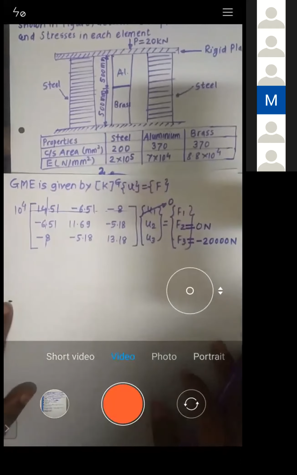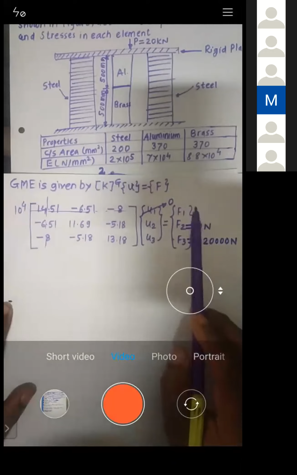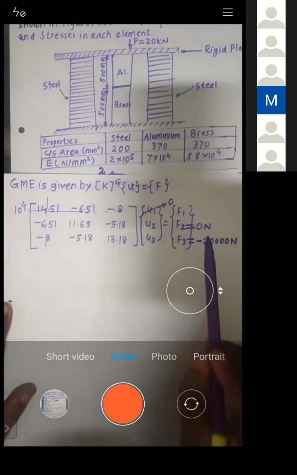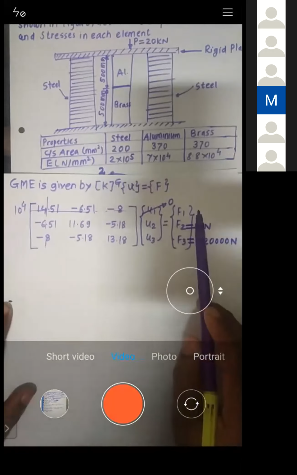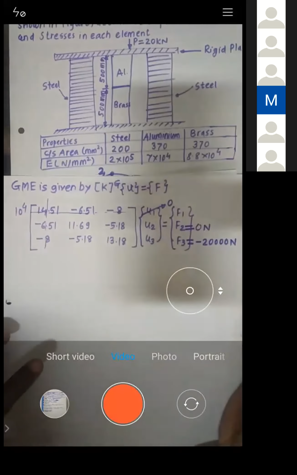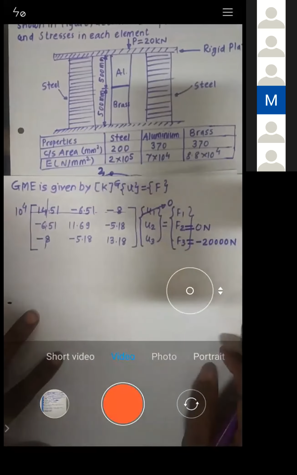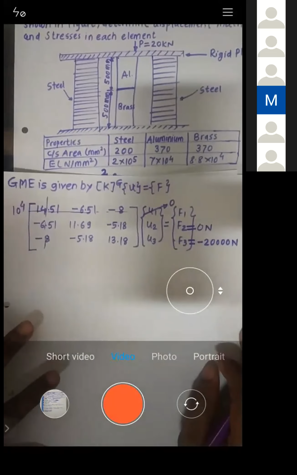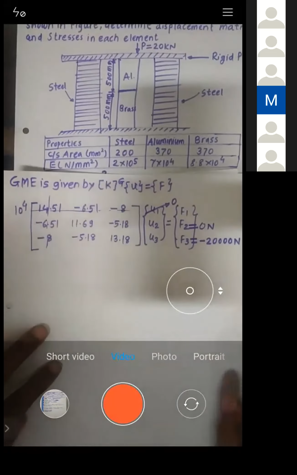Getting my point or not? See, if you take this as a plus, the value of F1 will come as a minus. If you take this as a minus, the value of F1 will come as a plus. Getting my point or not? Yes, sir.